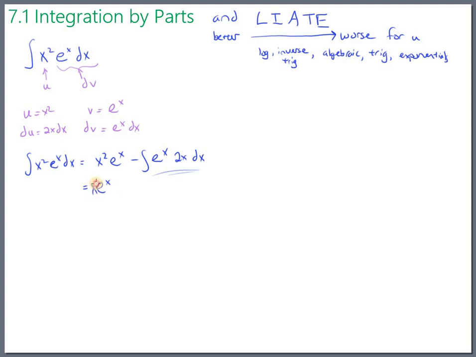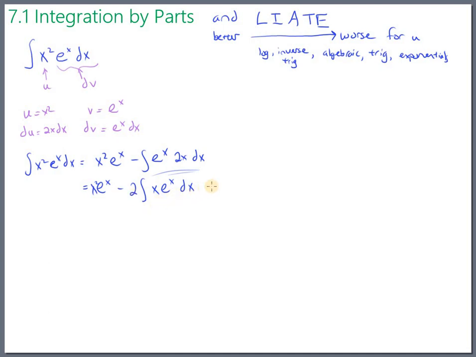So I'm going to move the 2 out front, but basically we've got x e to the x dx. Pretty similar to what we started with, actually. It's just one lower power of x. And when we lower the power of x by repeating this process one more time, then we'll be done. So this is going to require 2 integration by parts.